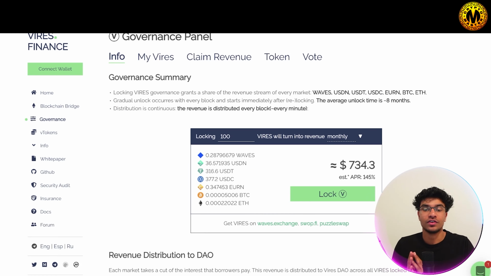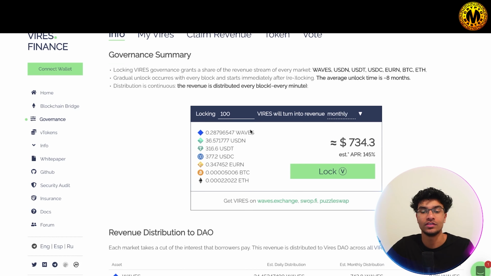Now let's take a look at the governance panel and what's going on over here. Locking Vires governance grants a share of the revenue stream of every market, so every asset that they have in their market: Waves, USDN, USDT, USDC, EURN, BTC, and then ETH. Gradual unlock occurs with every block and starts immediately after relocking. The average unlock time is 8 months. Distribution is continuous. The revenue is distributed every block, so every minute.